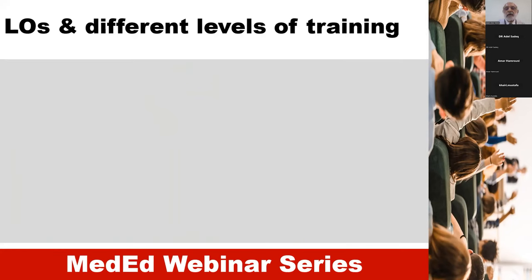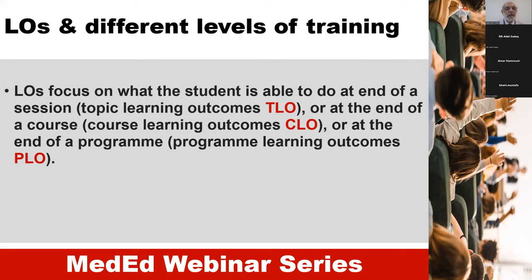The learning outcomes are defined differently for different levels of training. Learning outcomes focus on what a student is able to do at the end of a session, and that would be called the topic learning outcome because it is at the end of a session. If it is at the end of a course, it would be called the course learning outcomes. And if it is at the end of the program, it would be called the program learning outcome.